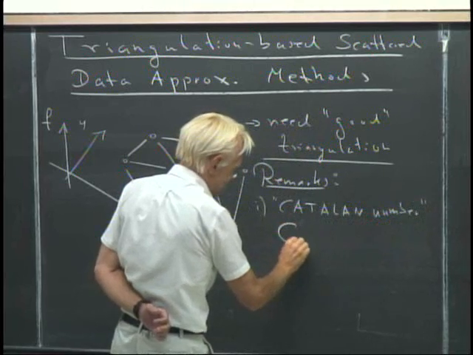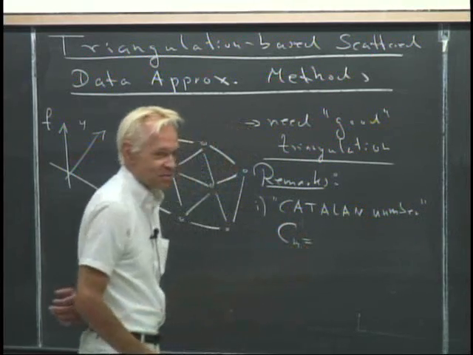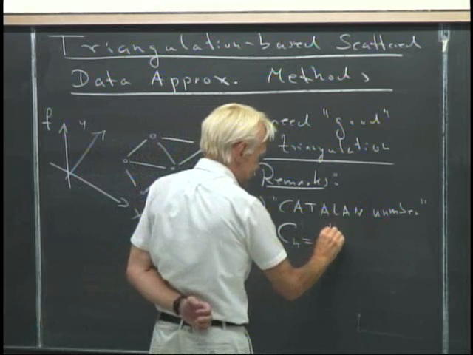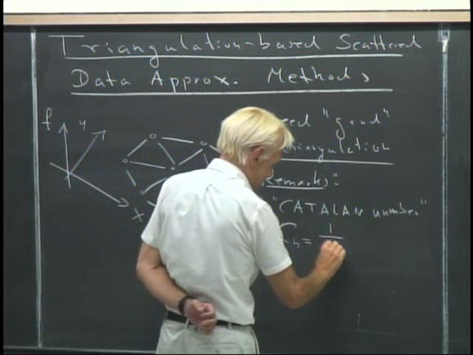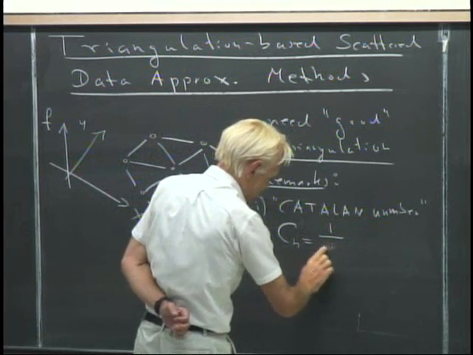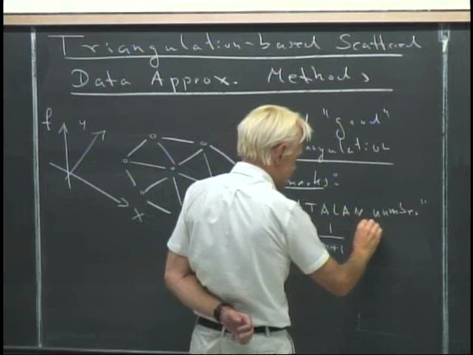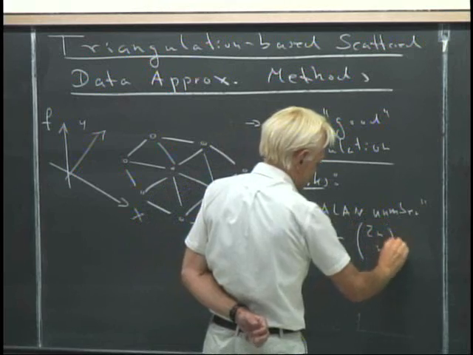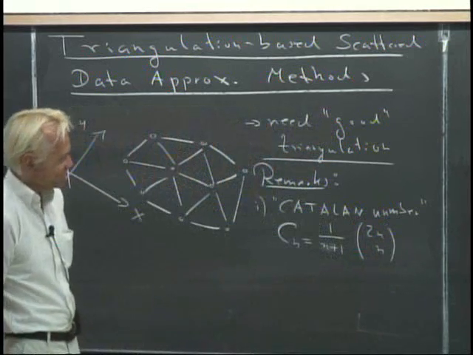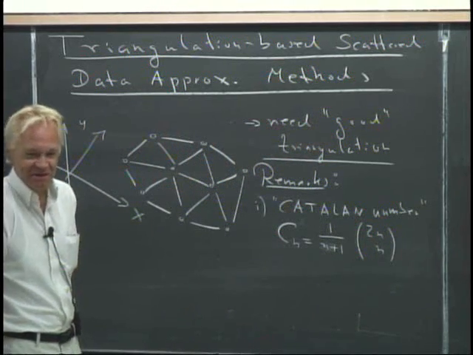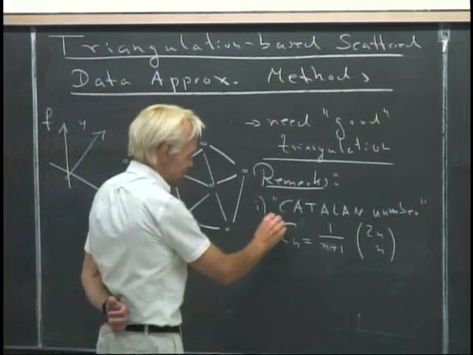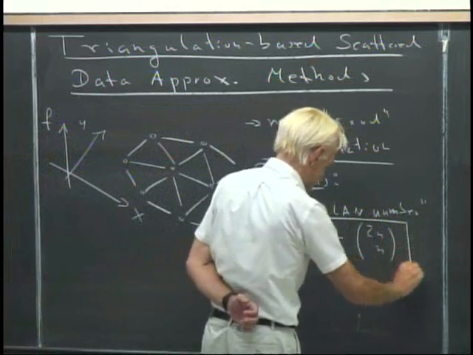It's called Cn, and it's maybe a big number. It is, if I remember this correctly, 1 over n plus 1, and then it's some kind of combinatorial thing. It's 2n choose n. Okay. This number probably goes very quickly with n going up. You can compute a few of these.